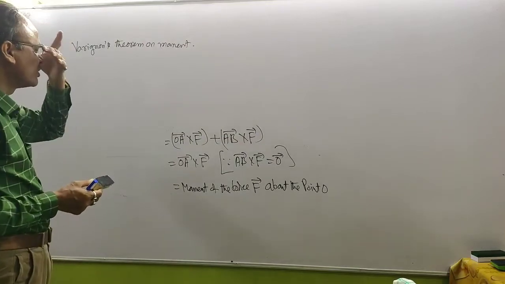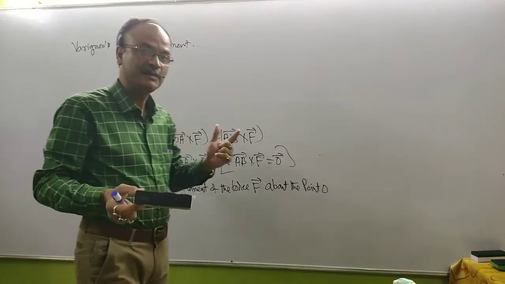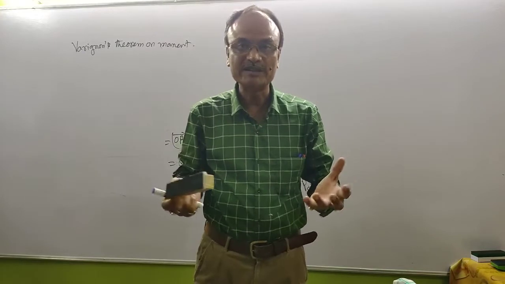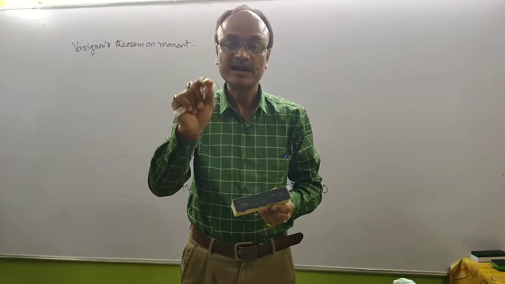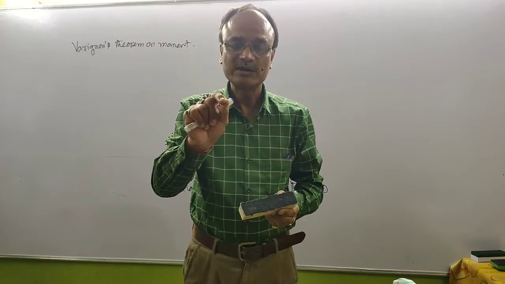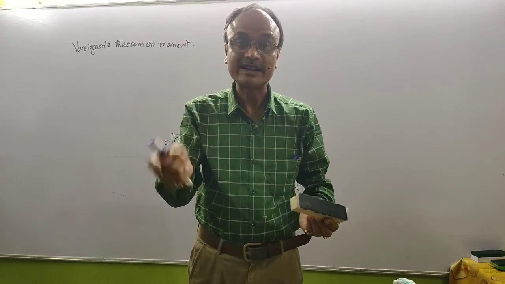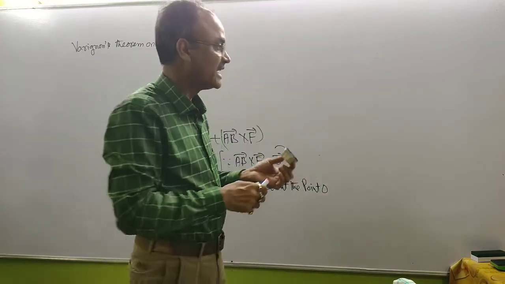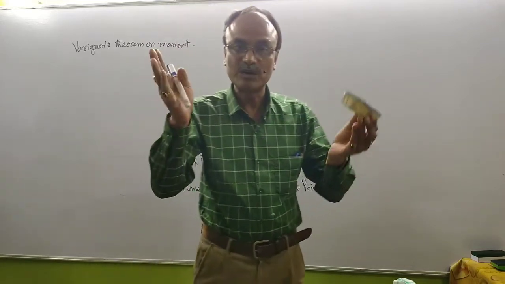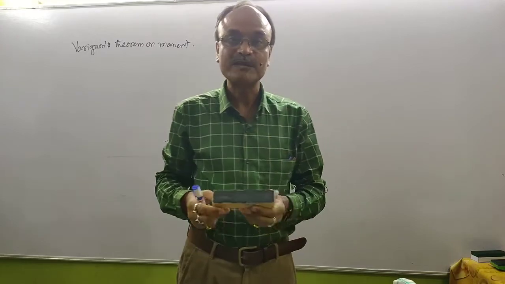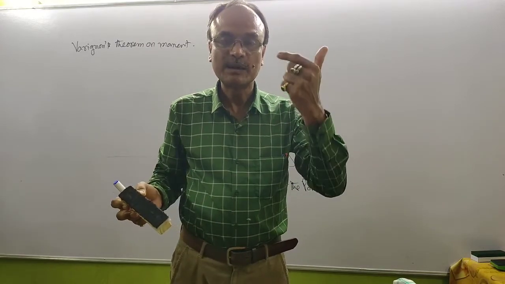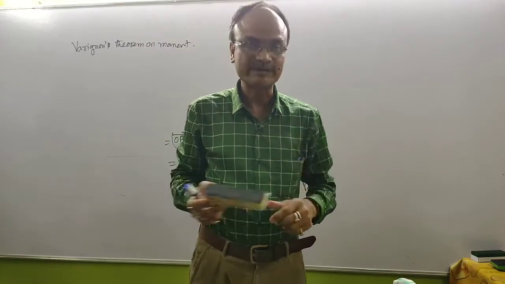What is Varignon's theorem on moment? The algebraic sum of the moments of two forces acting at a point is equal to the moment of their resultant about the same point. The algebraic sum of the moments of two forces acting at a point about any point in their plane is equal to the moment of their resultant about the same point.